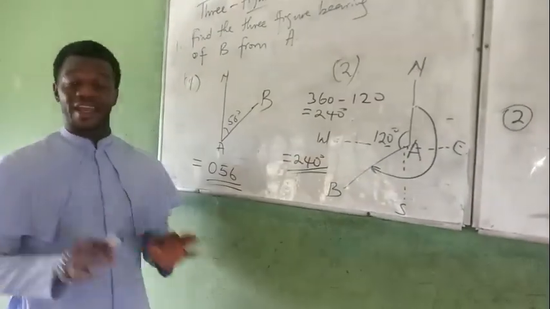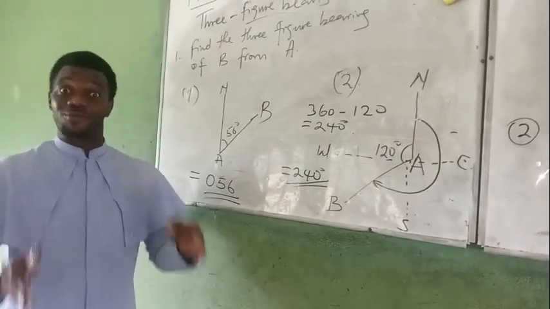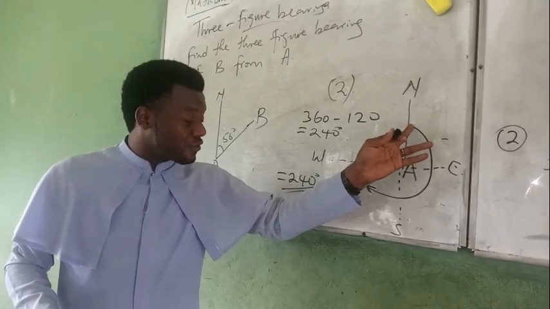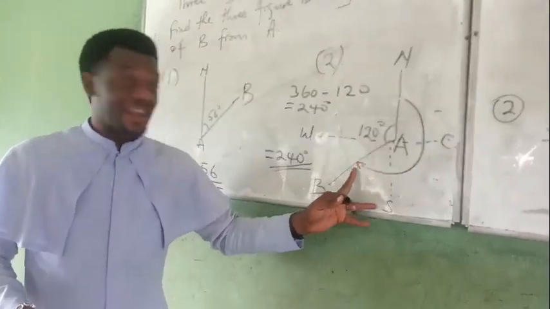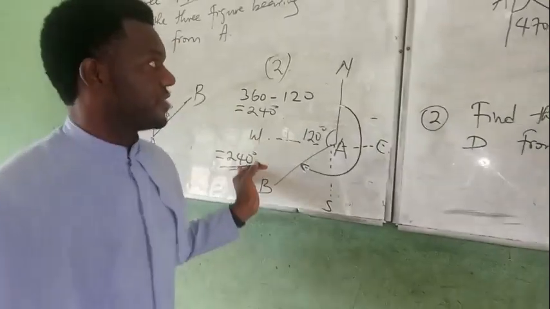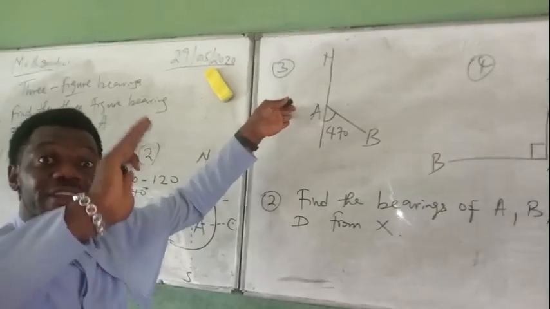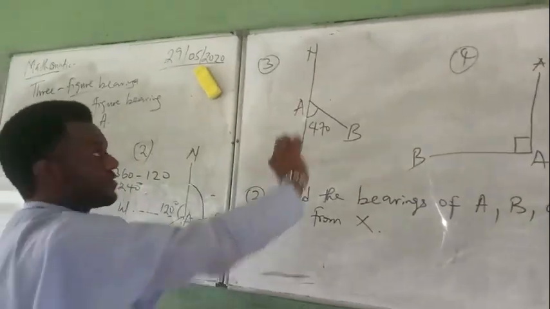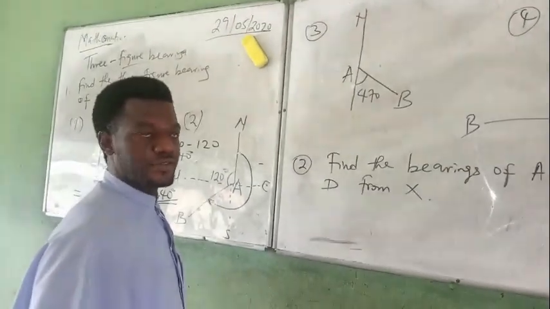So that's the three-figure angle. What we need is 240, not 120. 120 is just giving us a clue. Everything must be taken from the north to where the direction B is. This is for this one. Then number 3. Mind you, you calculate from the north, and it is clockwise. You don't calculate anti-clockwise. You calculate clockwise to where the line B starts.